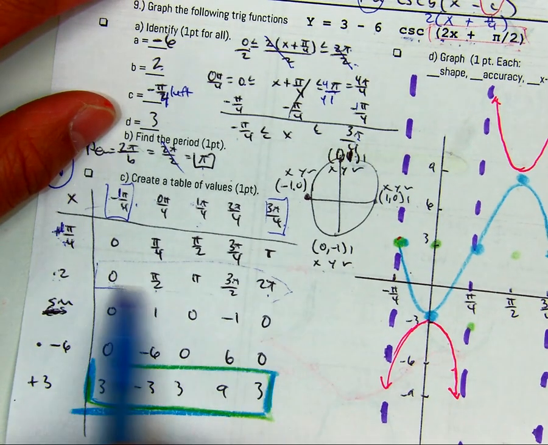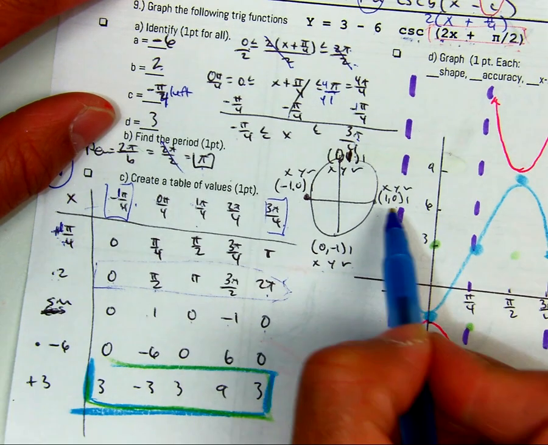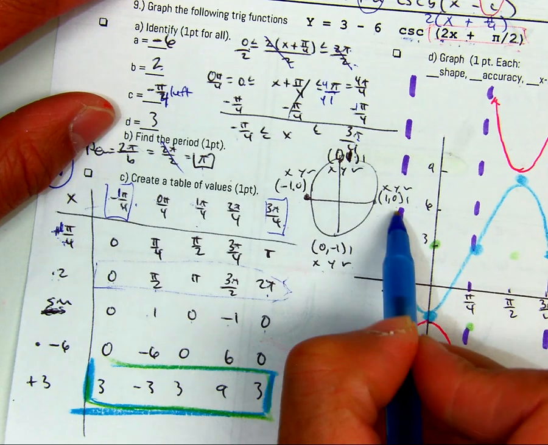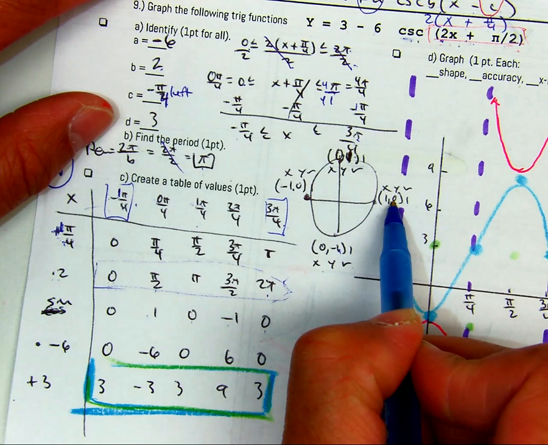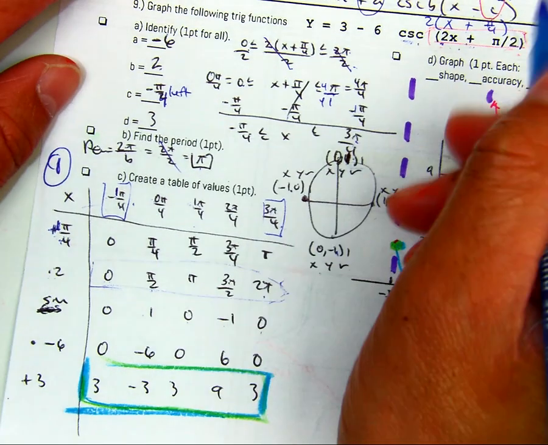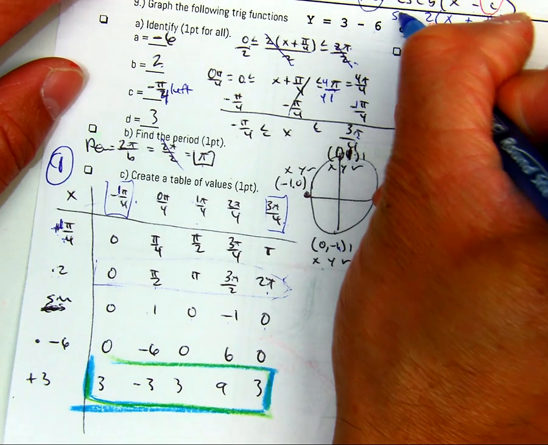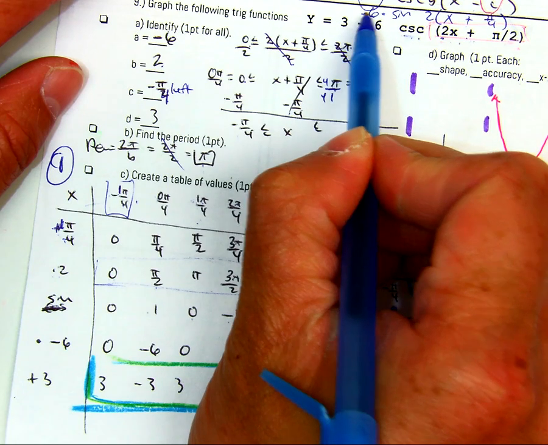And that should just be 0, 1, 0, negative 1, and 0, right? You're just going around the unit circle, and then you're looking at your y value. So 0, 1, 0, negative 1, 0. Okay, what do you do next? Well, we did sine, and now here, pay attention, you are multiplying by negative 6. So multiply this whole row by negative 6.